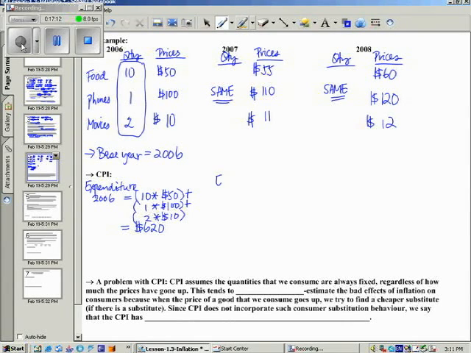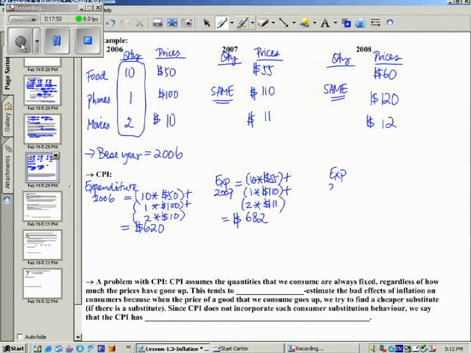And also, let's do the same thing for 2007. So this would be 10 units, because I'm not changing the quantity, times 55, and 1 phone times 110, and 2 movies times $11. Altogether, the same products would now cost me $682 in the year 2007.